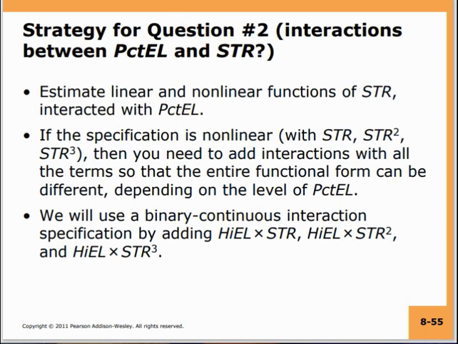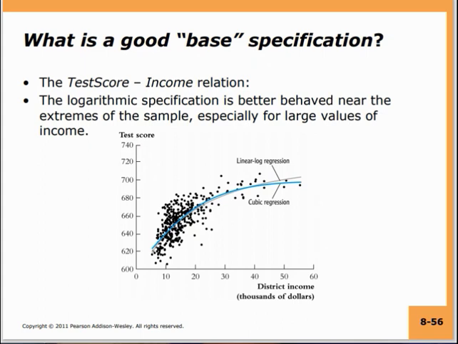Estimate linear and nonlinear functions of STR interacted with percentage English learners. If the specification is nonlinear with STR, STR square, STR cube, then you need to add interactions with all the terms so that the entire functional form can be different depending on the level of percentage English learners. So we will use a binary continuous interaction specification, and we will look at what the functions look like.